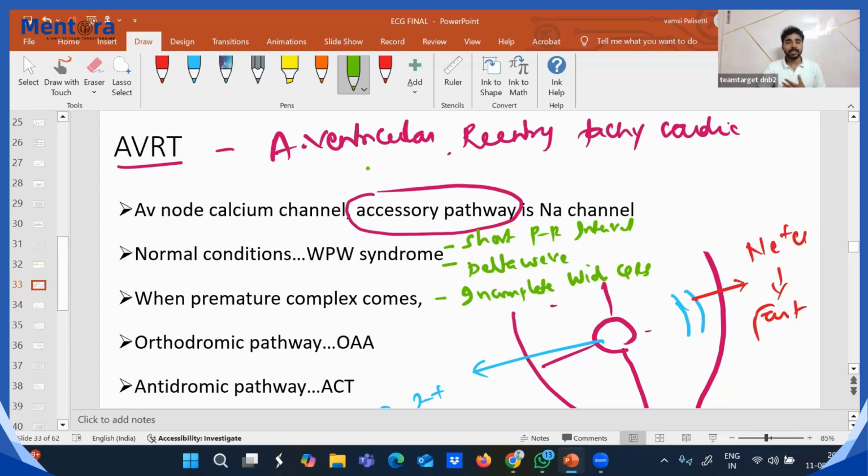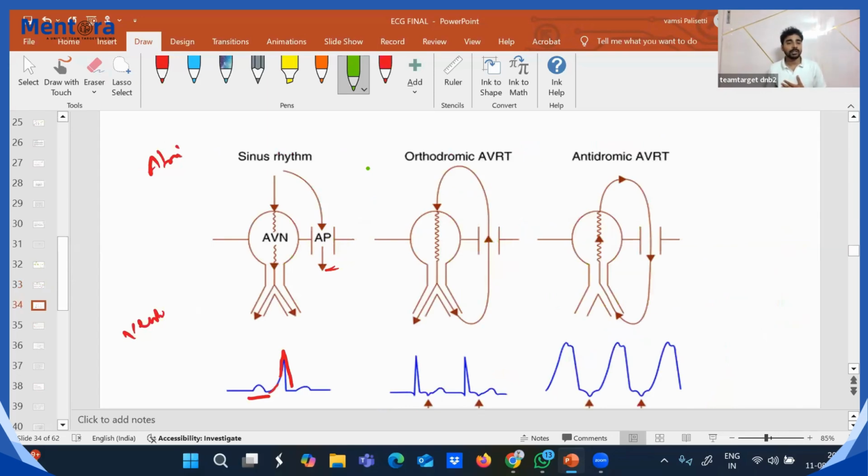Right? This is just a diagrammatic representation. If you see here, this is the short PR interval. This slurring of the wave is called delta wave, and then the incompletely wide QRS. That is called the triad of WPW syndrome. When a patient has an accessory pathway, that is WPW syndrome. If you take an ECG in this normal condition, it will be like this only. The PR interval is shortened, the slurring of the QRS complex, the delta wave, is there, and then comes the incompletely wide QRS complex. That's called WPW syndrome. I will show you the ECG also, you will understand that.